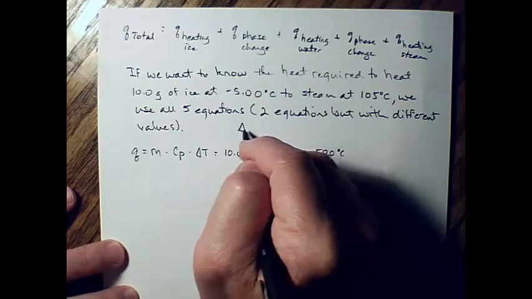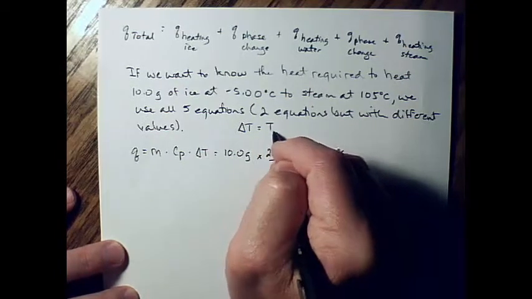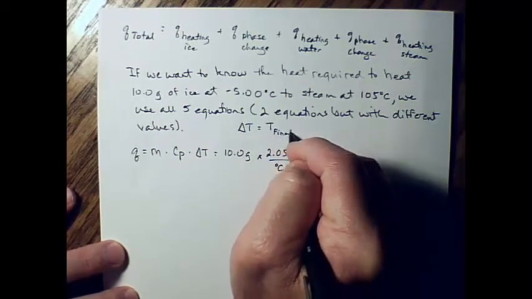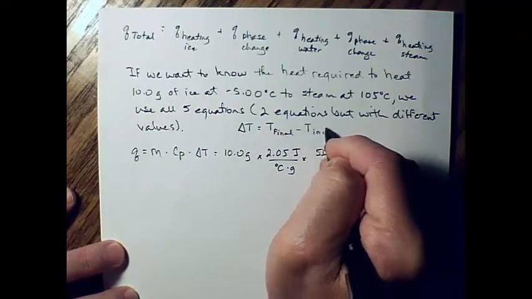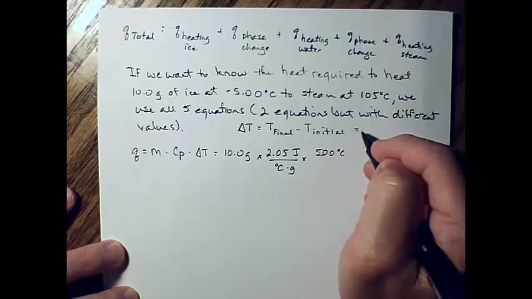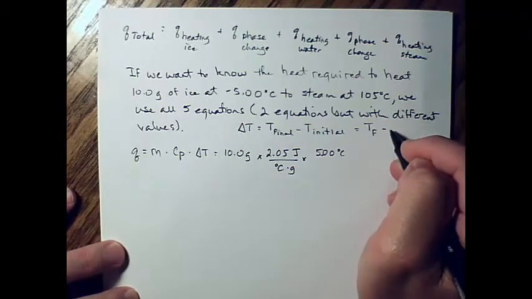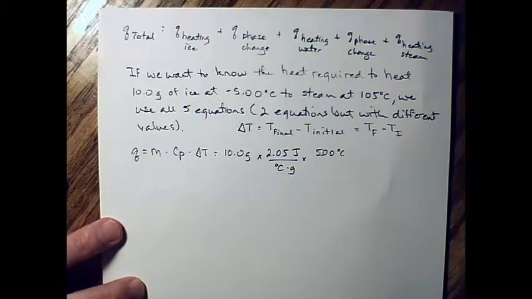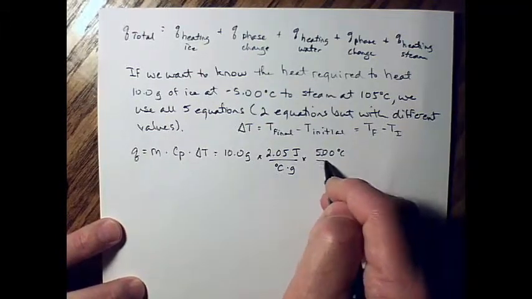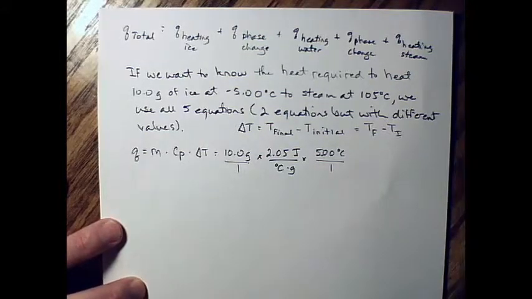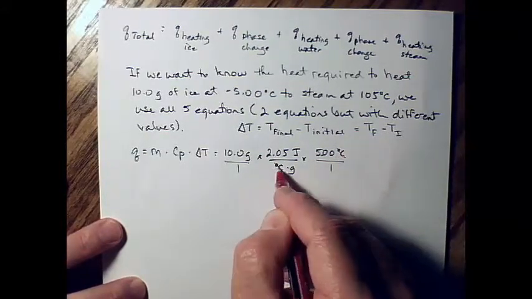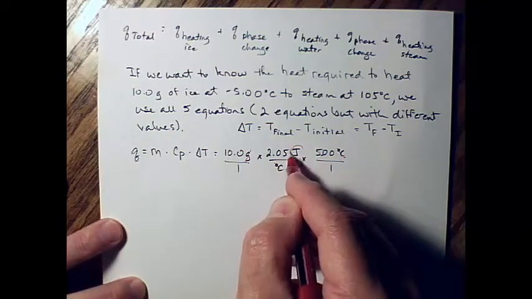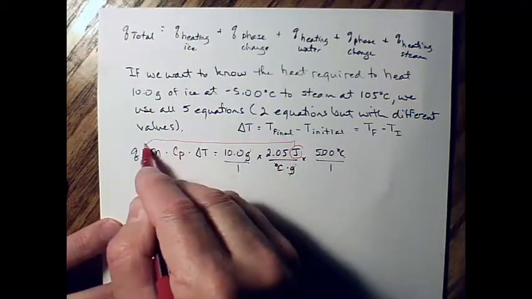You need to know this equation here. The change in temperature is always temperature final minus temperature initial, which you could just symbolize as T sub F minus T sub I. Okay, if you want to. Two equations, different values. Okay? Now if you put all this over 1 here and all this over 1 here, you can see you can cancel degrees C and grams. And you're left with joules, and joules is a measurement of heat energy.